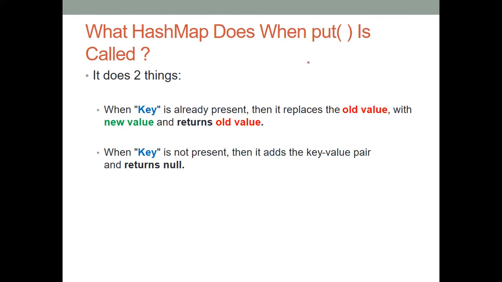What does HashMap do when put is called? It does two things. When you call the put method, two things happen internally that you may not know. When the key is already present, it replaces the old value with the new value and returns the old value. When your key is not present, the key-value pair is added and it returns null.